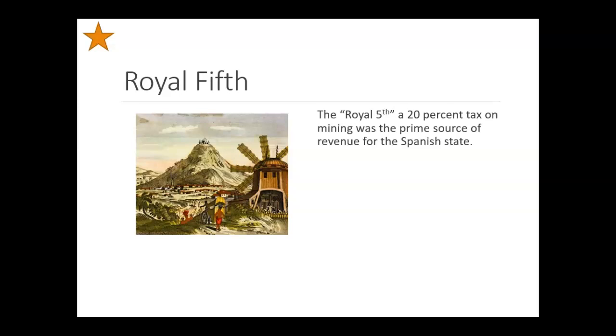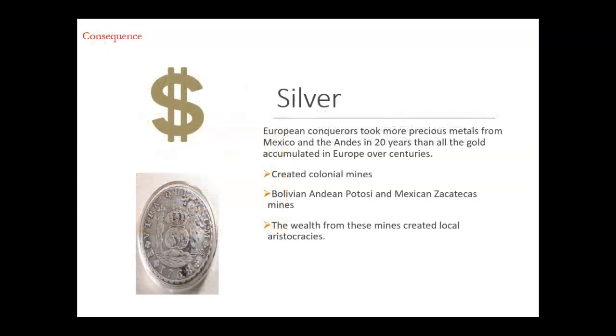European conquerors took more precious metals from Mexico and the Andes in 20 years than all the gold accumulated in Europe over centuries. This astonishing wealth did not only benefit the crown in Spain, but it also created local aristocracies. This wealth, however, depended heavily on slave and coerced indigenous labor.